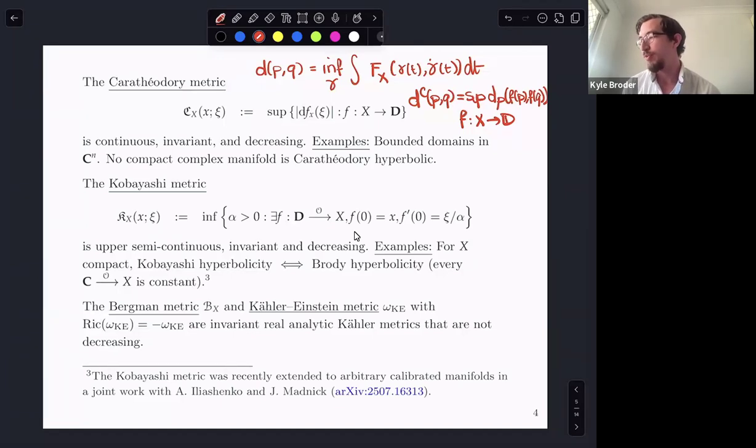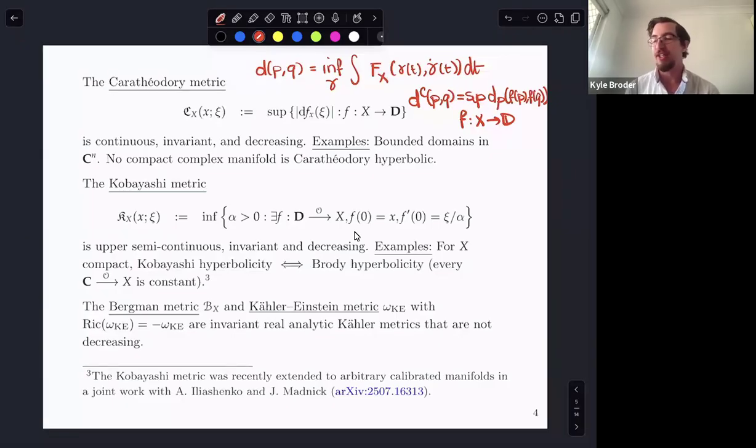But the unfortunate thing is that we're looking at holomorphic mappings from X to the disk. And if X is compact, then you have no non-constant mappings of that type. And so the Carathéodory metric on a compact complex manifold is totally degenerate. And so therefore you can never find compact examples of Carathéodory hyperbolic manifolds. This was a major issue because compact manifolds are arguably much nicer. And so the problem was rectified by Kobayashi, and he considers the dual metric in a sense.